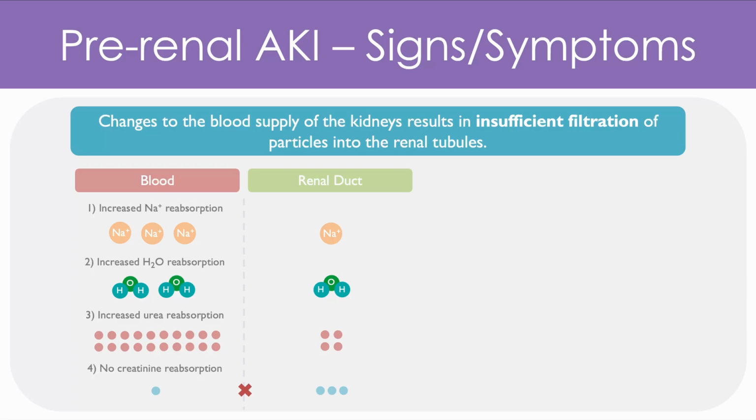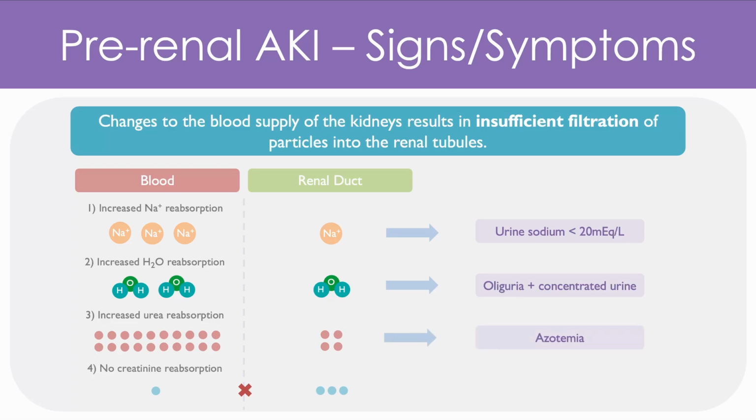Starting with the sodium level, we can see that there's quite a low amount of sodium in the urine because of this reabsorption process, so we end up with a urine sodium of less than 20 milliequivalents per litre. We also have less water in the urine because it's not filtered as well, and the amount which is filtered is often reabsorbed in an attempt to maintain the blood volume. Waste products such as urea and other nitrogen-containing compounds build up over time, leading to azotemia.